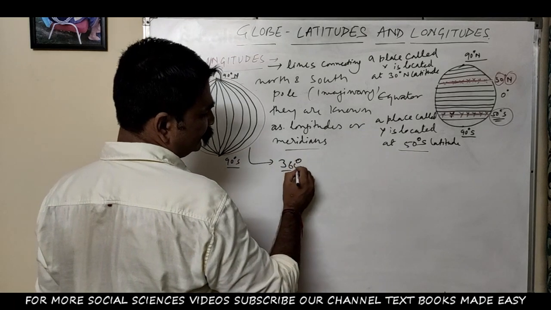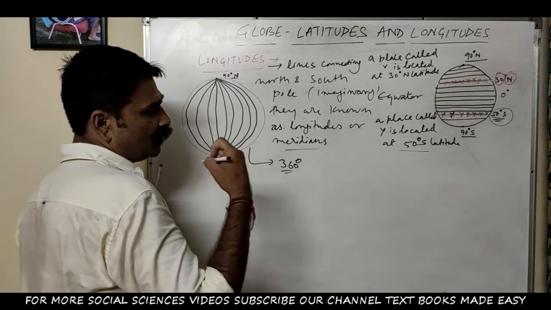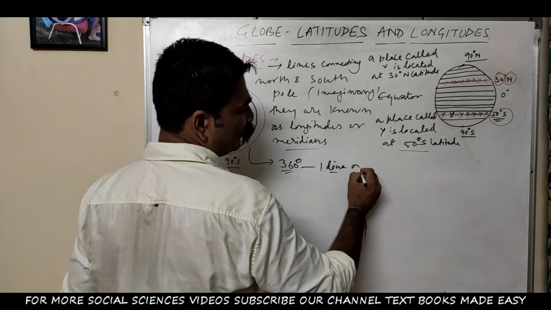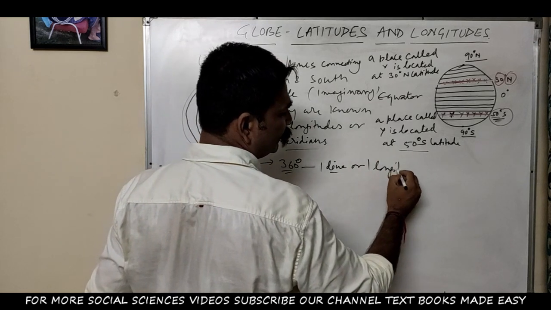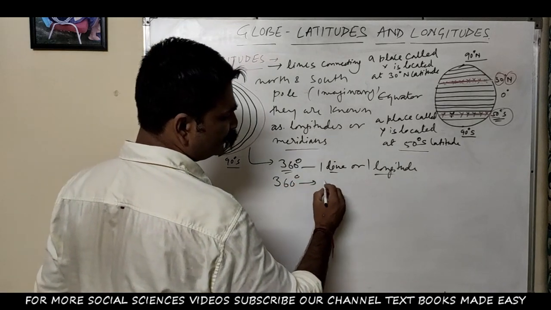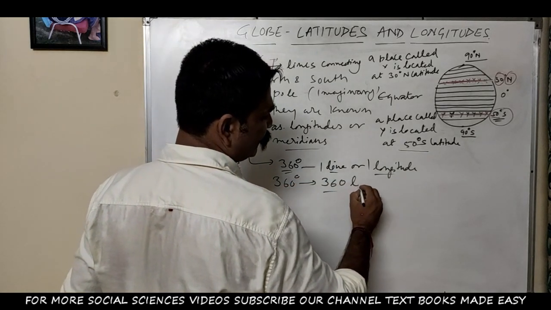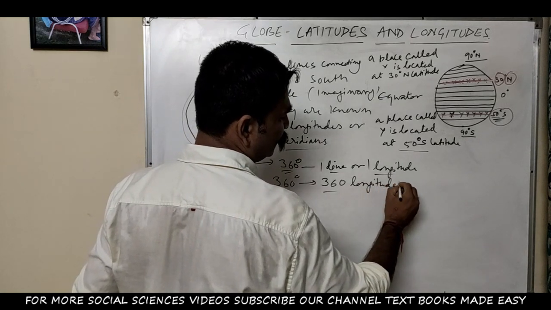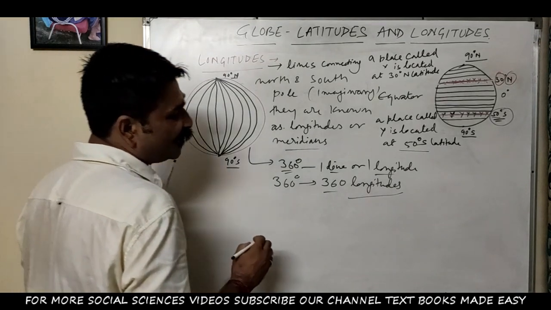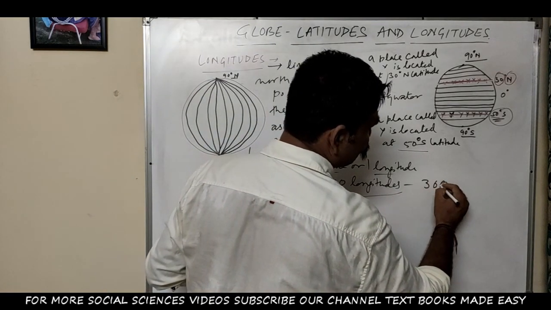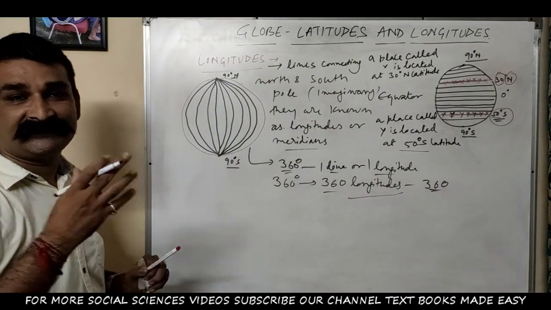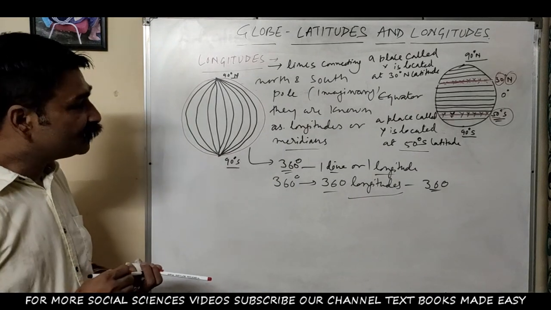Fine. So I told you earlier that the whole Earth is considered as how much? 360 degrees. So for 1 degree we draw one line or one longitude. So for 360 degrees, how many longitudes will be there? 360 longitudes. So on Earth, how many longitudes are there? 360 longitudes. Fine. And they are also numbered.